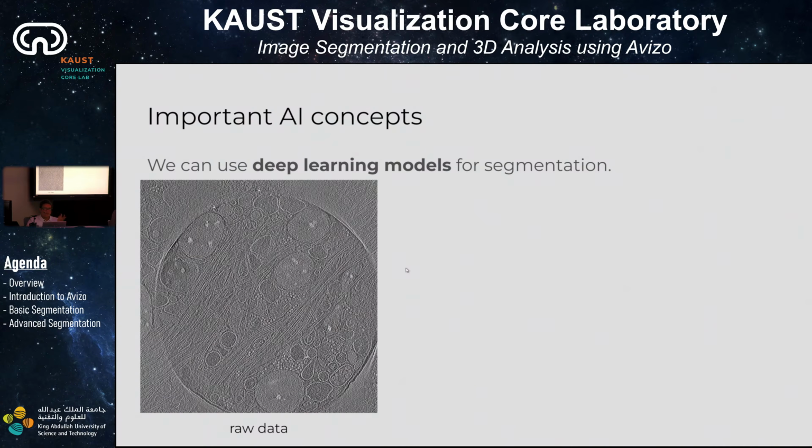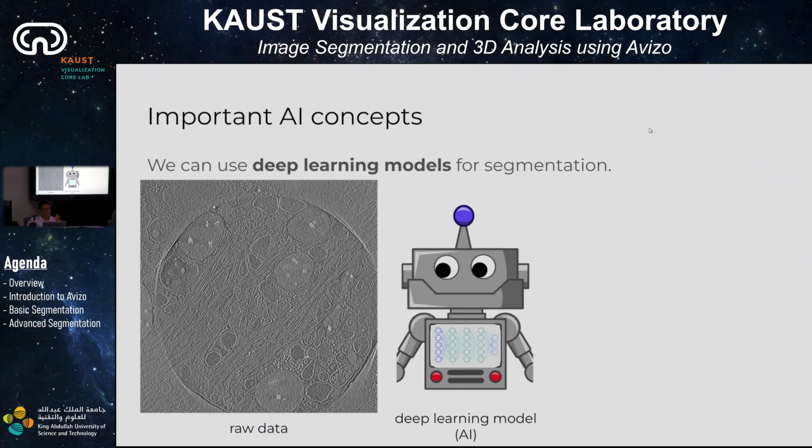Right? So for those who are not familiar with deep learning, I will not discuss the theory of that. The cool thing is that you don't have to be a deep learning expert to use deep learning in Avizo. The idea is you have your image data, and Avizo has some built-in deep learning models. And all you have to do is provide some initial training data, right?